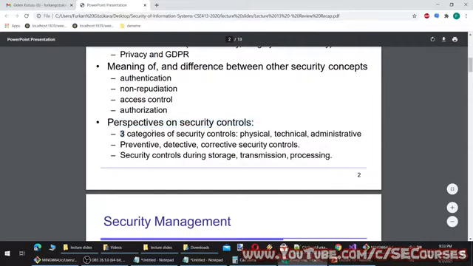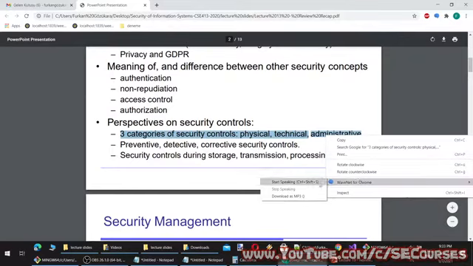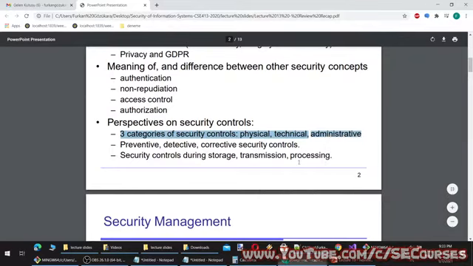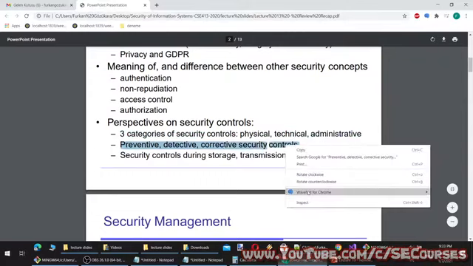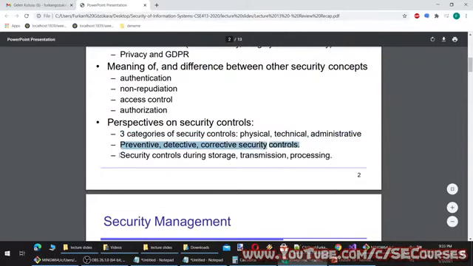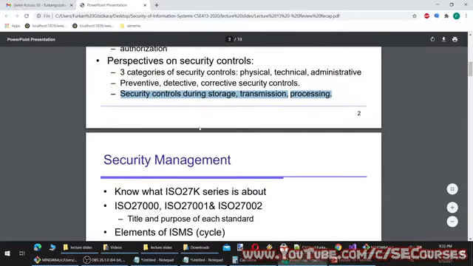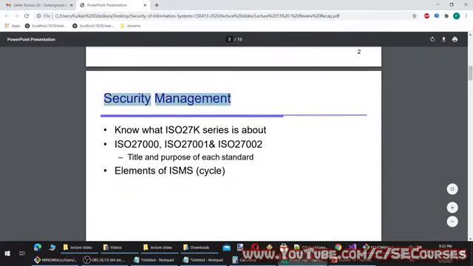Perspectives on security controls. Three categories of security controls: physical, technical, administrative. Preventive, detective, corrective security controls. Security controls during storage, transmission, processing. All right, so security management.